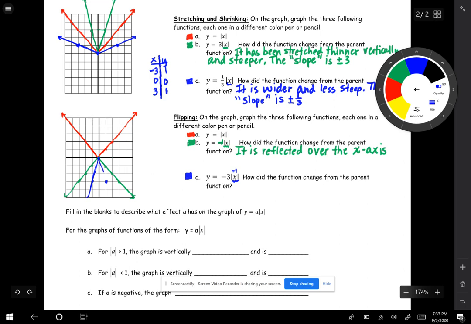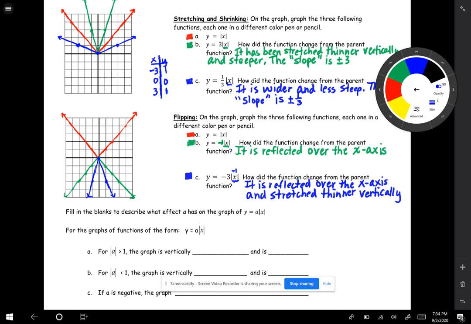And hopefully you noticed that this has also been reflected, but it's been stretched. So it has been reflected over the x-axis and stretched thinner vertically because it's skinnier up and down than it is wider. So it has been stretched thinner vertically.